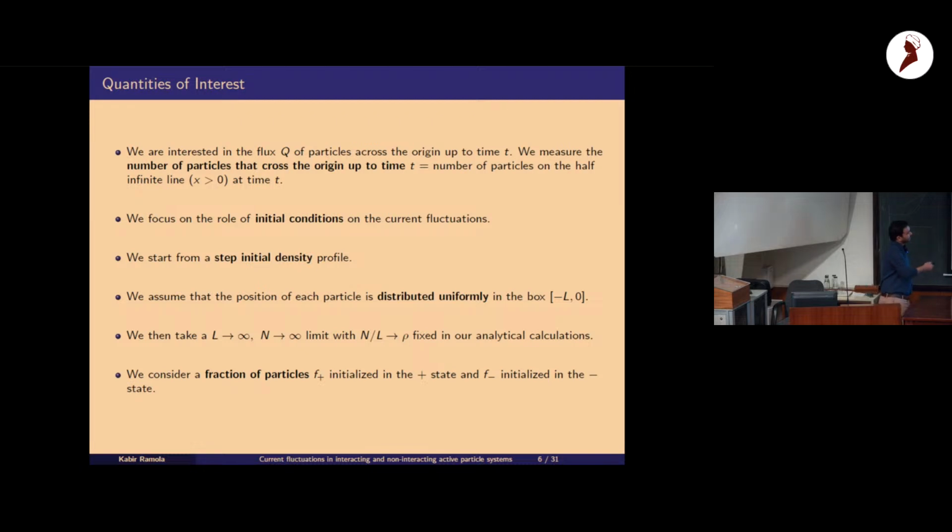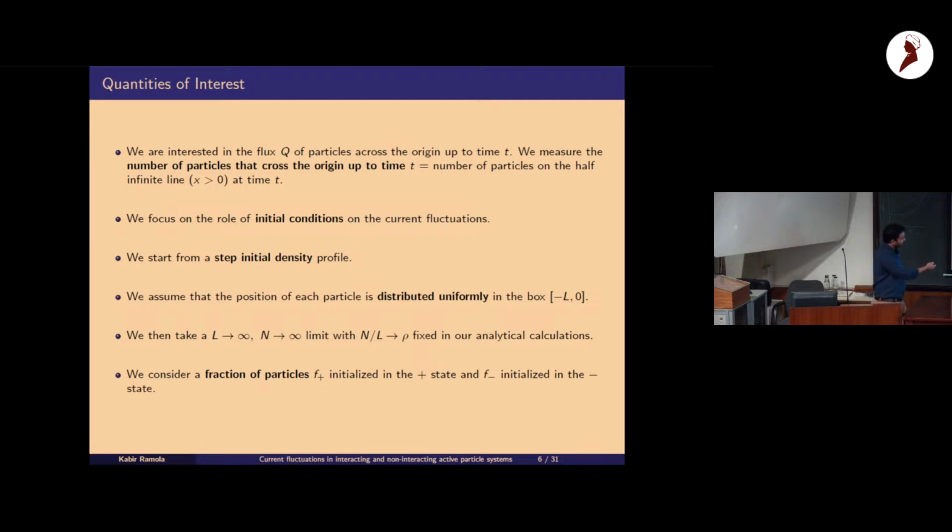which is the number of particles that cross the origin, or you could equivalently say the number of particles on the half-infinite line at a finite time t. We focus particularly on the role of initial conditions on these current fluctuations, starting from a step initial density profile, and very similar to the work done by Gregory, Satya, Alberto.